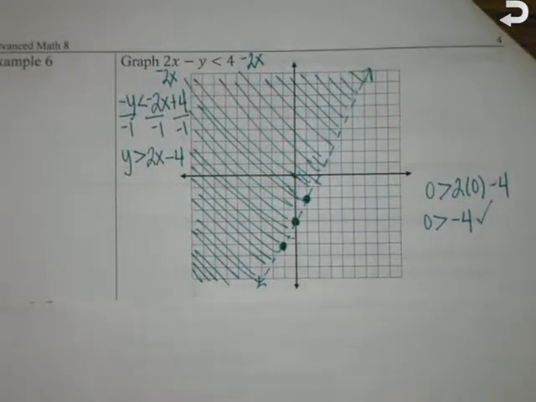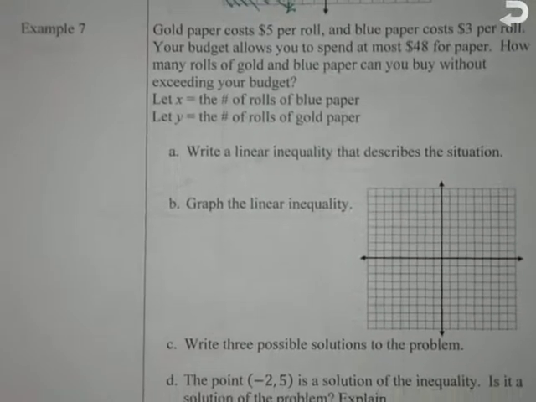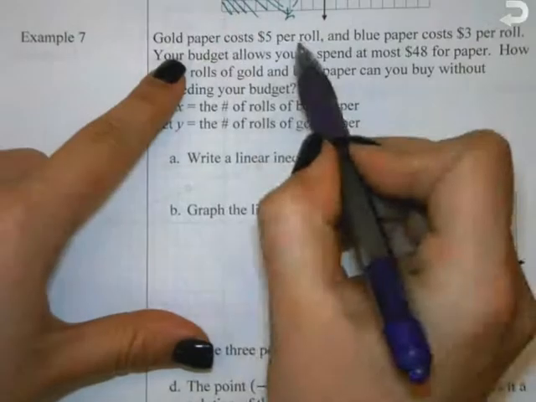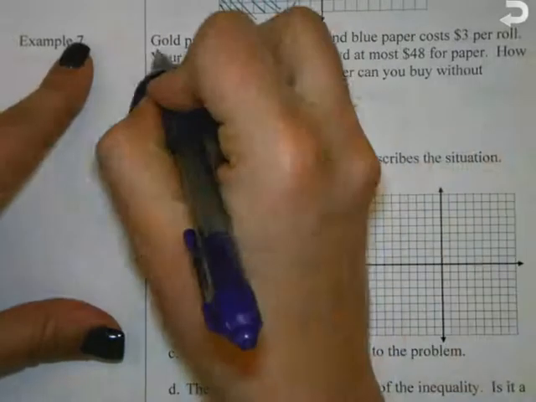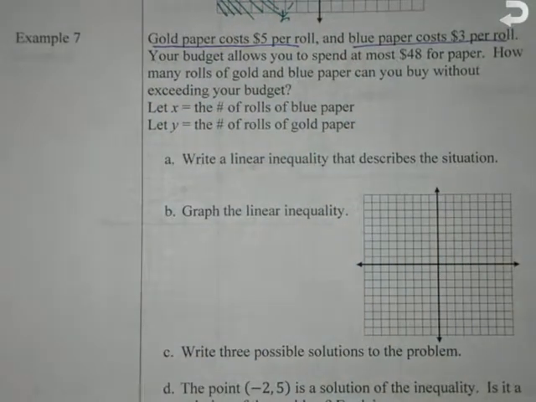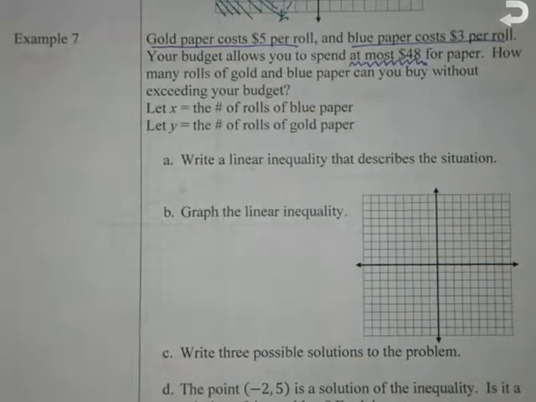Here we go. Example 7. We're going to be decorating for the rally on Friday. And we want to use gold and blue paper. So gold paper costs $5 per roll. Blue paper costs $3 per roll. That's what I want you to write down. Gold paper is $5. Blue paper is $3. Your budget allows you to spend at most, so also write that, at most $48 per paper. That's all you need to write down. The question is, how many rolls of gold and blue paper can you buy without exceeding your budget?